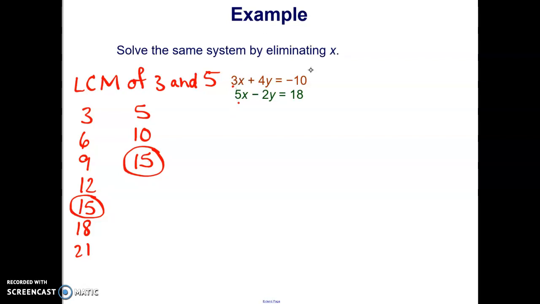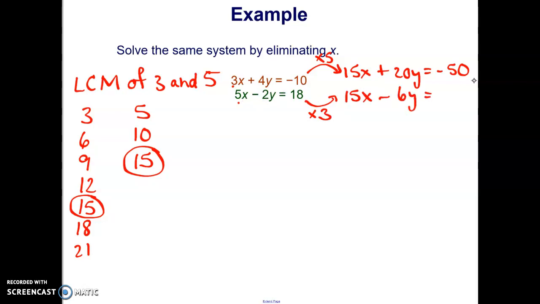In order to do that for the first equation, I'm going to multiply times 5 because 3 times 5 equals 15. So I'd get 15x, 4 times 5 is 20y, negative 10 times 5 is negative 50. For the second equation, I want a common multiple. I'm still going for 15. This time I only have to multiply times 3. 5x times 3 is 15x, minus 2 times 3 is minus 6y. 18 times 3 is 54.